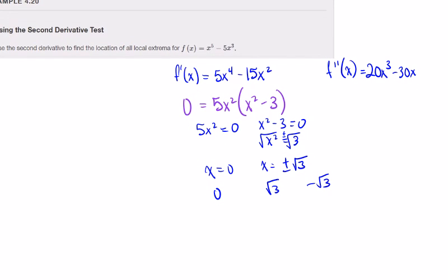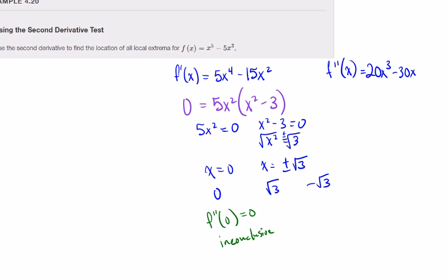So now what I want to do is find the second derivative at those points. Okay, so I'm going to find the second derivative at 0. So I just plug it in here. And if I plug in 0 for x, these will both turn to 0, right? And so I'll end up with 0. Okay, so that means that this is inconclusive. Inconclusive. Okay, all right. And we'll come back to that here in a second.